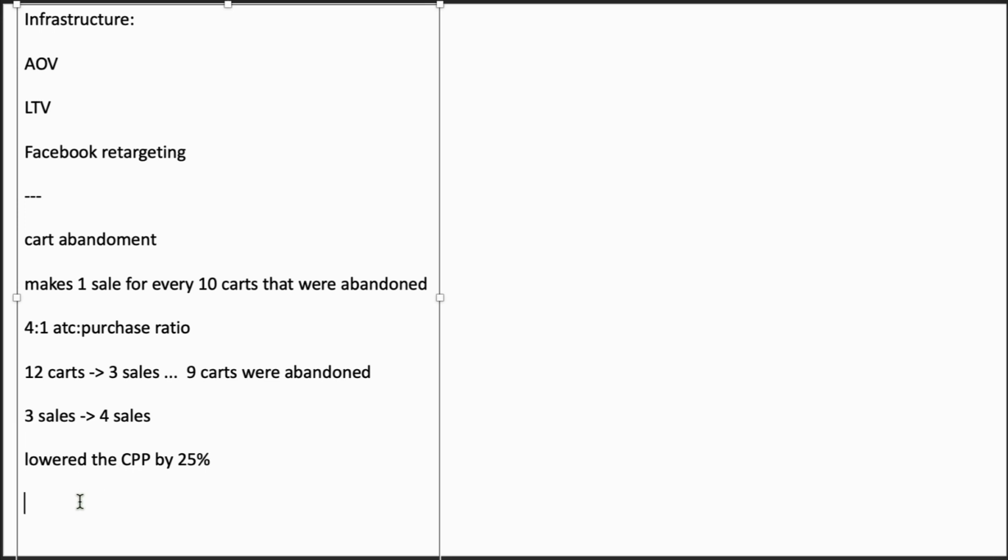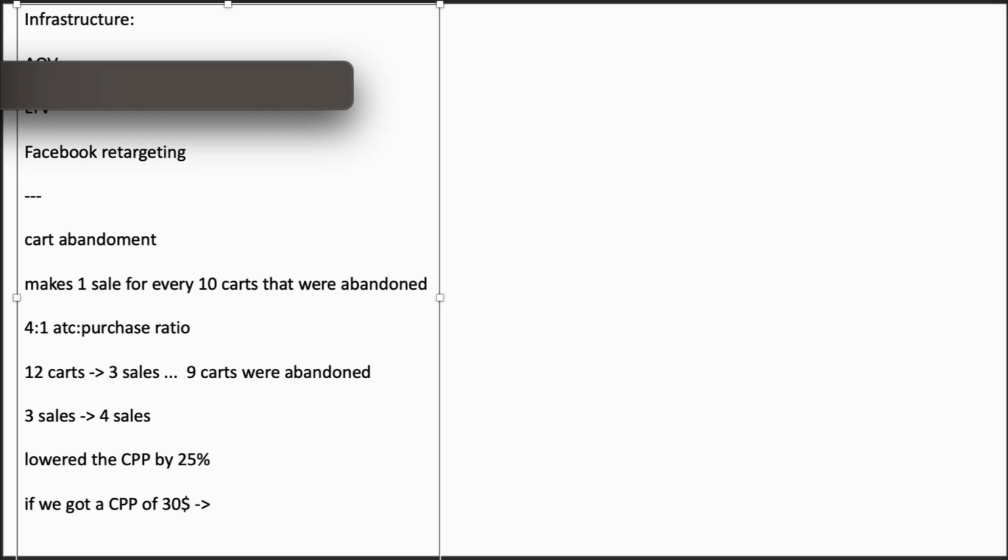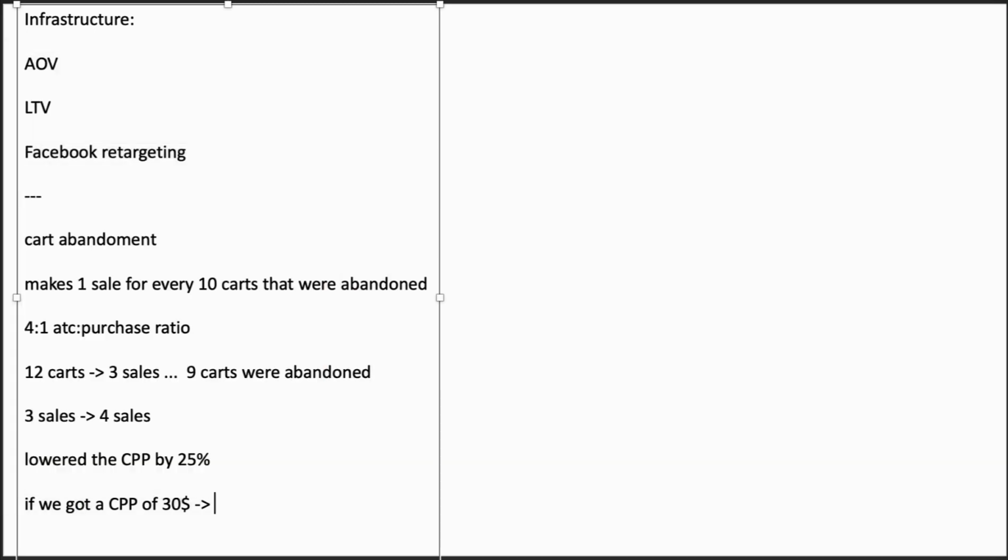You can run the calculations. Imagine this: if we have a cost per purchase of $30, then the cost per purchase becomes 75% of that. So 0.75 times 30 is $22.5, right? So we have essentially saved $7.5 just because we have this app. If we have a cost per purchase of $50, now $50 gets transformed into $37.5. So we save $12.5 for every transaction just because we have this app.